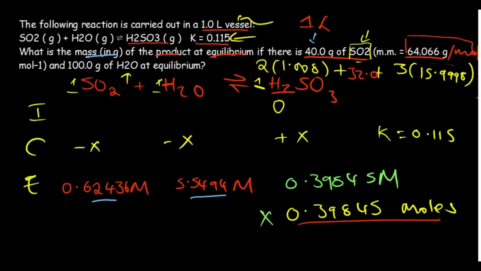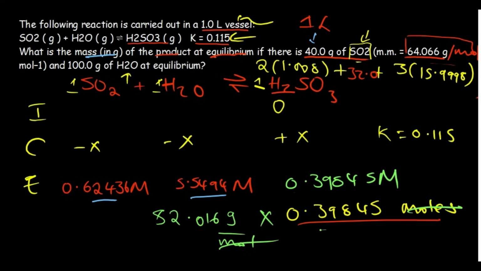So for the molar mass, let's try to add 2 multiplied by 1.008 and then plus 32 plus 3 times, let's just say approximately 16 for oxygen. So the value is approximately 82.016 grams per mole. So the moles will be able to cancel out, so it just remains 2 grams.